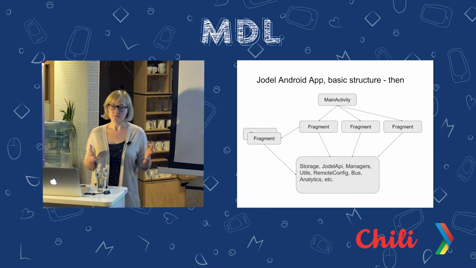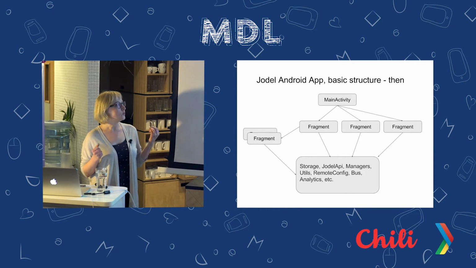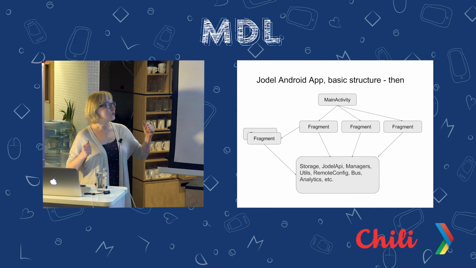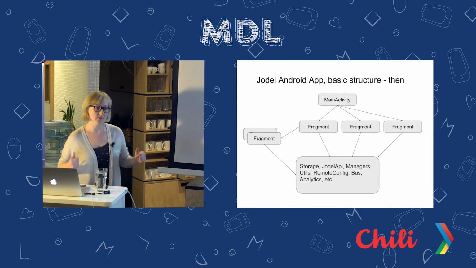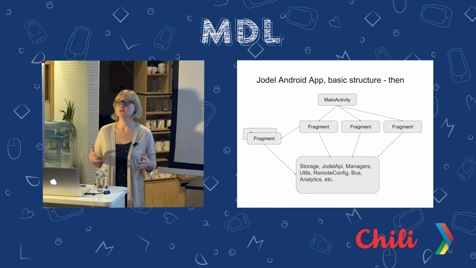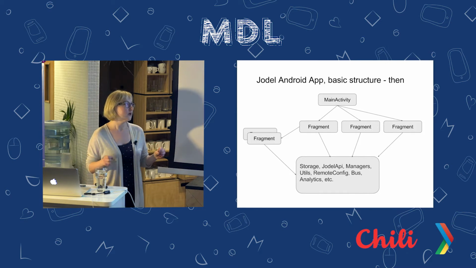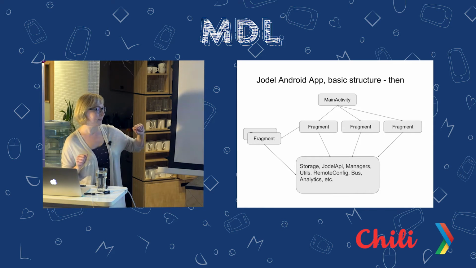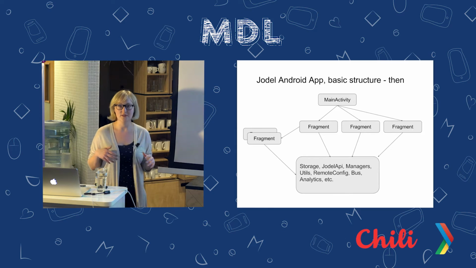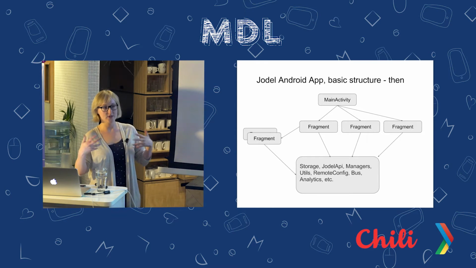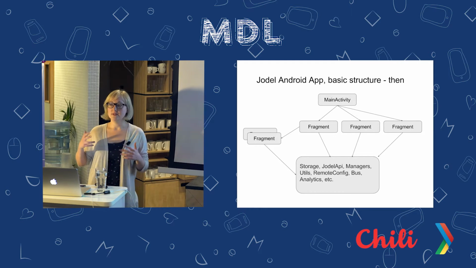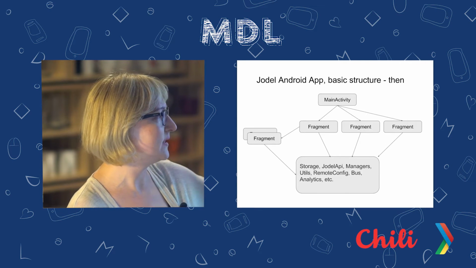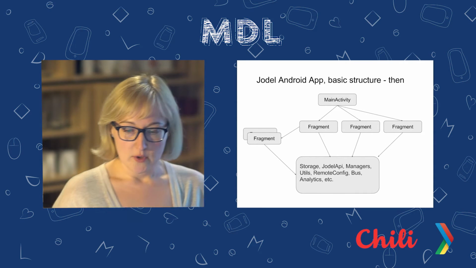In Yodel, we had this main activity, which would create fragments and put them into the backstack for display, and fragments would also create other fragments and put them in the backstack, and each fragment represented a separate part of functionality. And here we have all sorts of other parts of the application, mostly singletons. For example, storage is a local storage, a wrapper around your shared preferences in Android. Yodel API is an interface for talking to the backend. And we also had some managers, and util, config, etc.